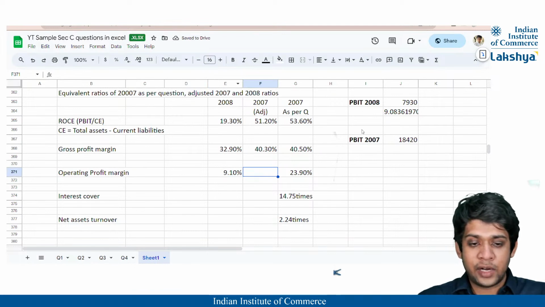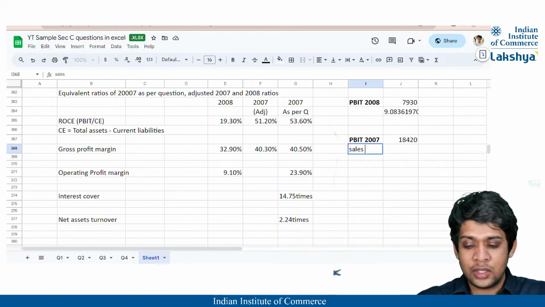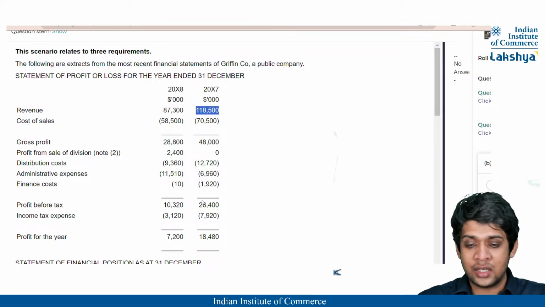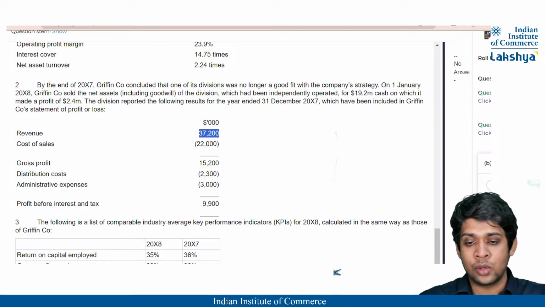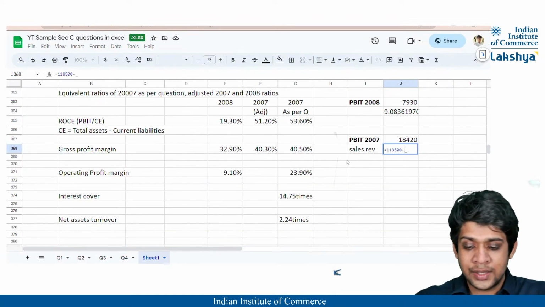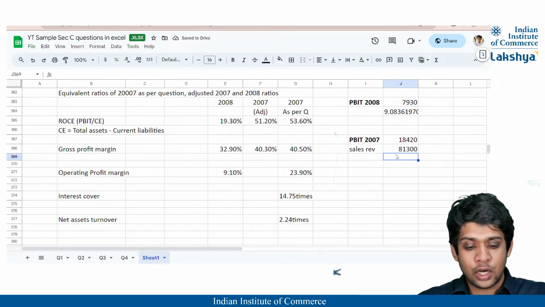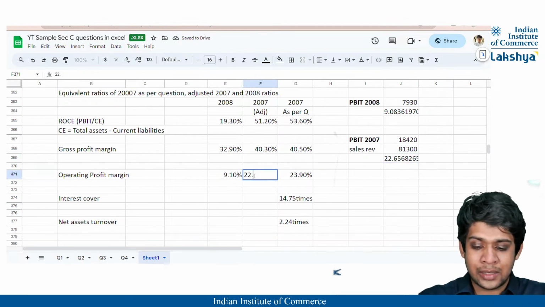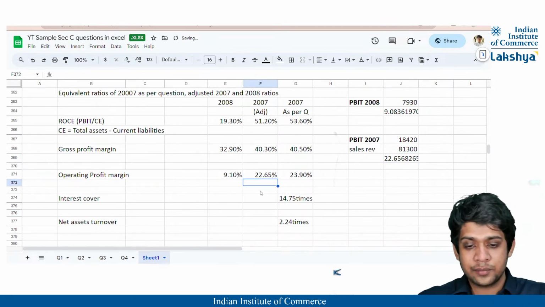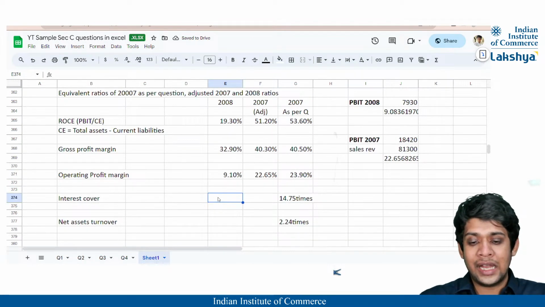Now, operating profit margin of 2007. So the sales revenue is nothing but 1,18,500, right? You can see here it is 1,18,500 minus the sales revenue of the operation which is sold off, that is 37,200, correct? So minus 37,200, which is going to give us a value of 81,300. So our operating profit margin will be 18,420 divided by this into 100. So we will get it as 22.65%. So I'll mention that 22.65%, right?